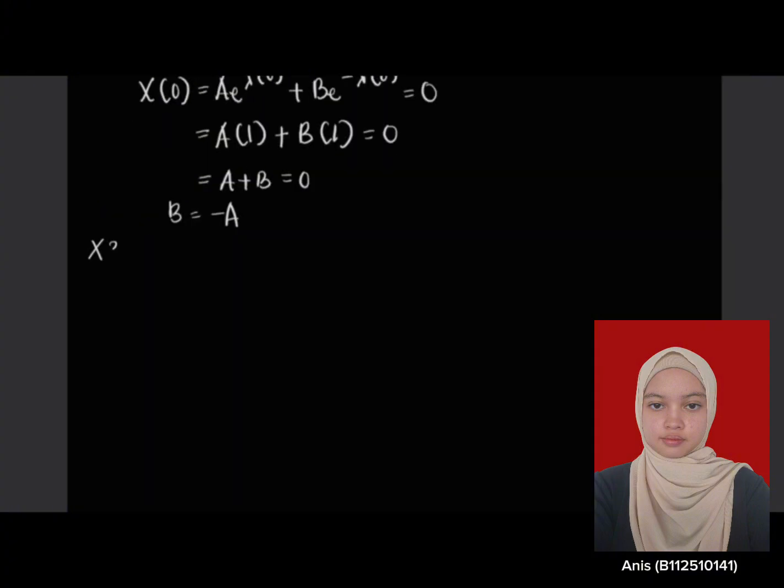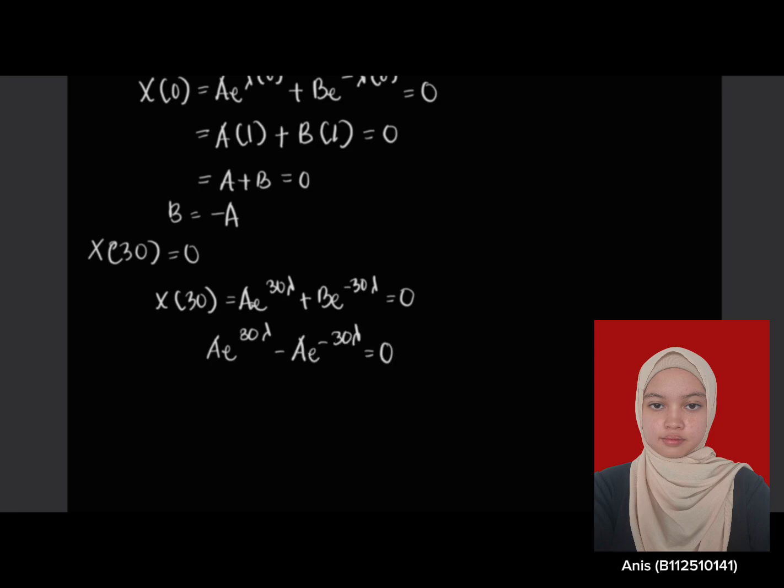And then we apply the second equation, which is X(L) equals 0. X(L) equals A e to the power lambda L plus B e to the power negative lambda L equals 0. So now we can substitute B into the equation. We get A e to the lambda L minus A e to the power negative lambda L equals 0. Now we factorize the equation.